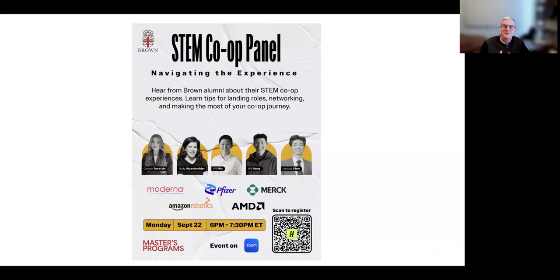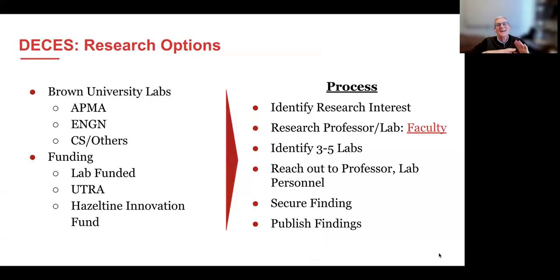Now, on the next slide, we're going to switch over from the co-op side into more the research side. With research, it's similar to the courses. We have a lot of students that do research in APMA, engineering, and CS, but you can actually go to other labs. You can go to any place.